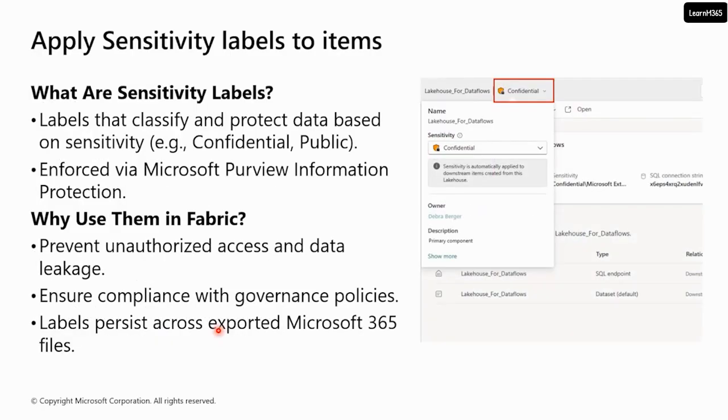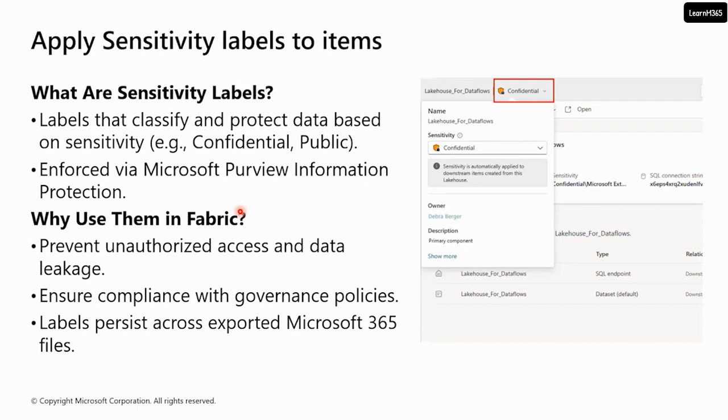Then we can also apply some sensitivity labels to the items. We have an option where we can apply these sensitivity labels. So what are these sensitivity labels? The labels which can classify and protect the data based on the sensitivity. Like we can say if this particular lakehouse is a confidential one, or it can be used for public relations, or whatever it is. You can use this lakehouse for public. So that is what the sensitivity label discusses.